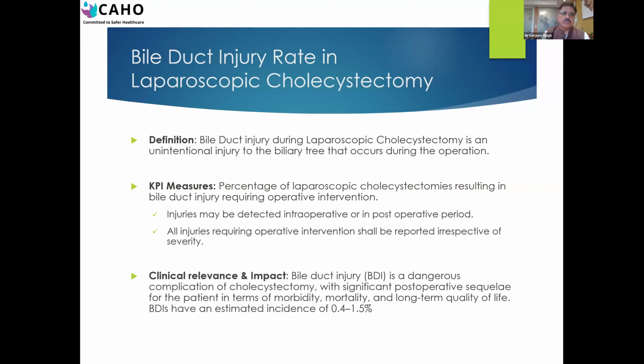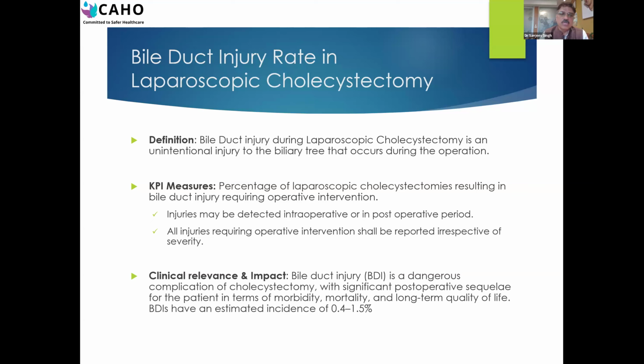The intent here is we are looking at the critical view of safety. Intraoperatively, there could be a cholangiography done to give information that a bile duct injury has happened. Otherwise, post-operatively, there will be signs of peritonitis, signs of sepsis, signs of leakage, and signs of bile collection. So this surgical decision making is extremely critical, and all these injuries are to be reported.